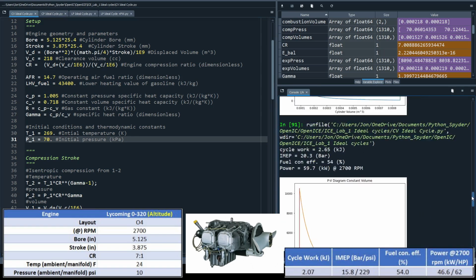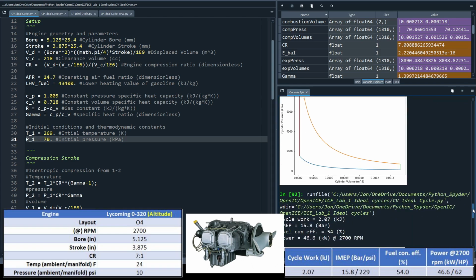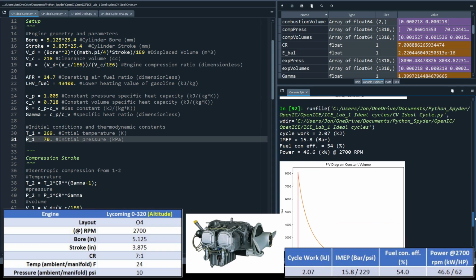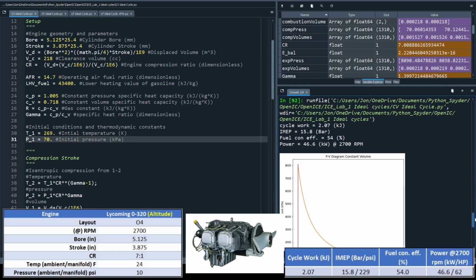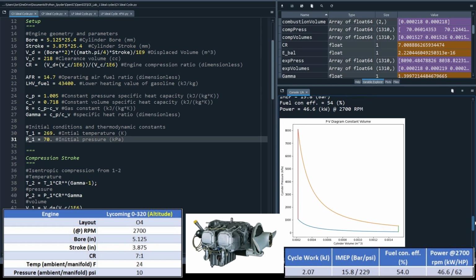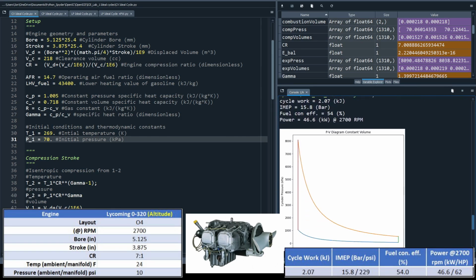So this is one way we can, with the same engine, change the operating conditions and run it and see what we get. So we can see we were at almost 60 kilowatts at sea level. We're down to like 47 kilowatts at 2,700 RPM, and that's just at 10,000 feet. So you get a little bit of benefit from the cooler air that densifies it a little bit, but you're also losing your ambient pressure quite fast as you're going up in altitude. So this is another way you can just kind of compare engines.